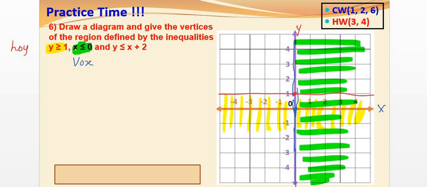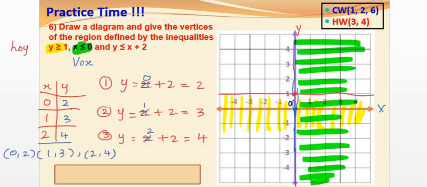Now the third one, because it has both variables y and x, so what will you do? You will make a table first of all. Choose any values of x, find the corresponding values of y, let's say 0, 1 and 2. Now complete the table on your own, then play the video to check your answer. Here are the coordinates: (0, 2), (1, 3) and (2, 4).